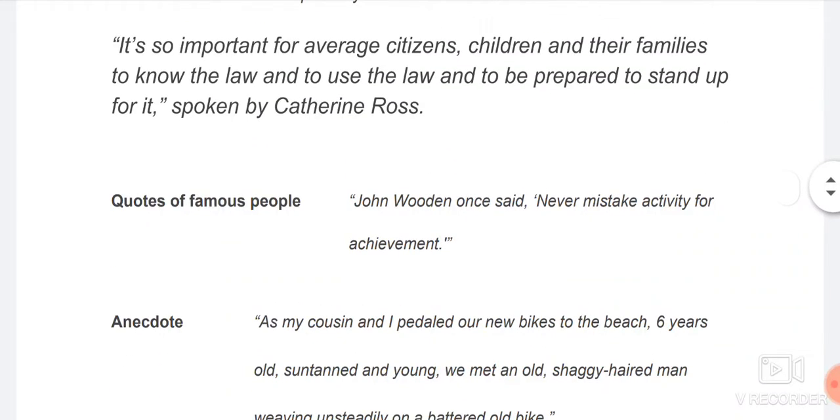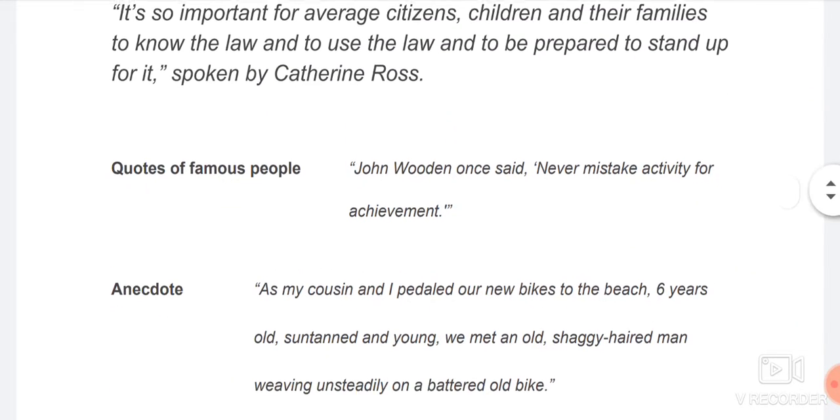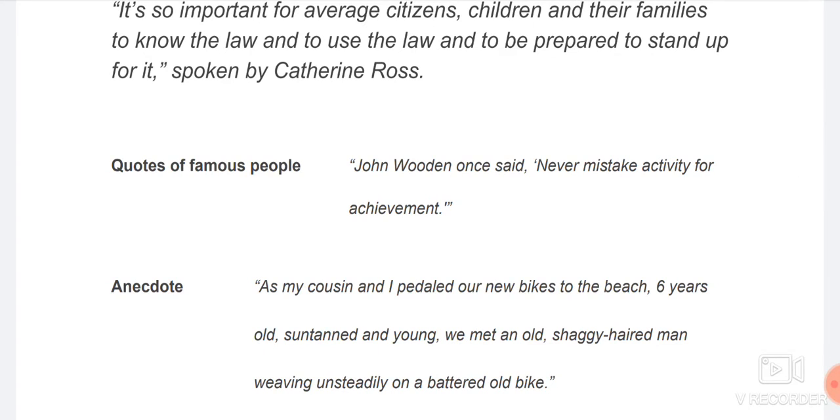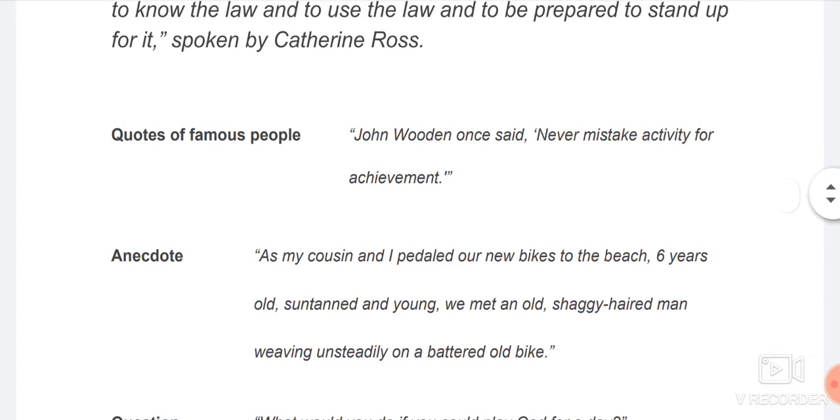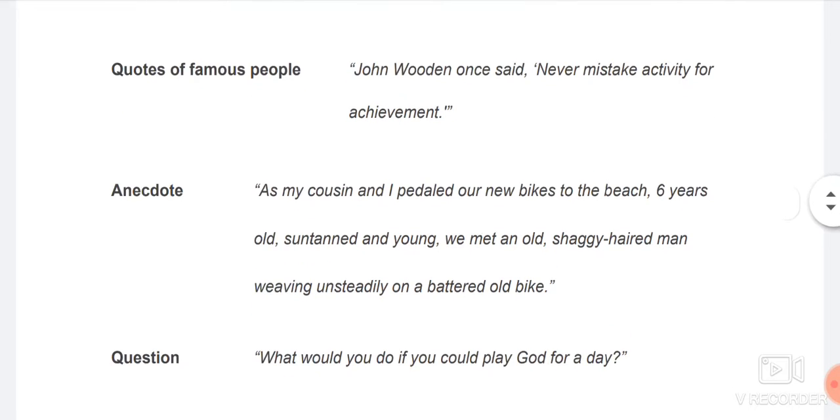Another thing you could do is utilize a famous quote from someone famous. The thing is when you're taking your end of course test, you're not going to have access to that information unless it's already in your passage.